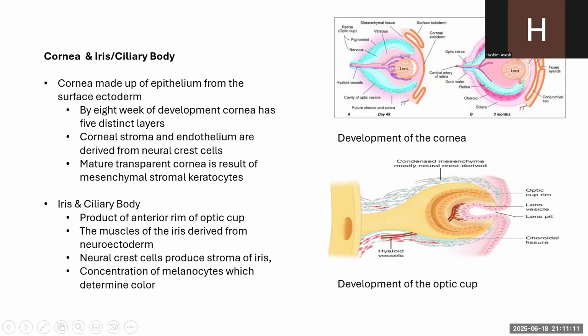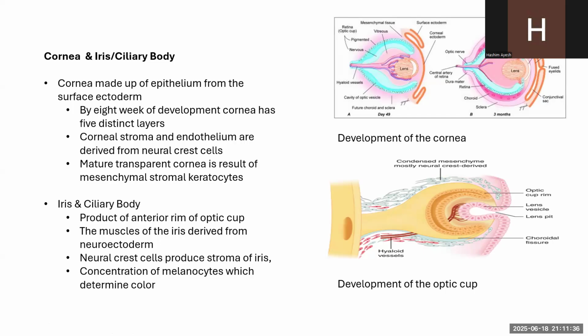Now to talk about a few structures in the eye, we'll start with the cornea. The cornea is made up of epithelium from the surface ectoderm. By 8 weeks of development, the cornea has five distinct layers. Corneal stroma, which is the thickest part of the cornea, and the endothelium are both derived from neural crest cells. Mature transparent cornea is a result of mesenchymal stromal keratocytes.